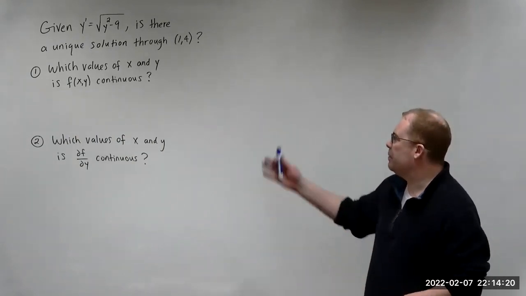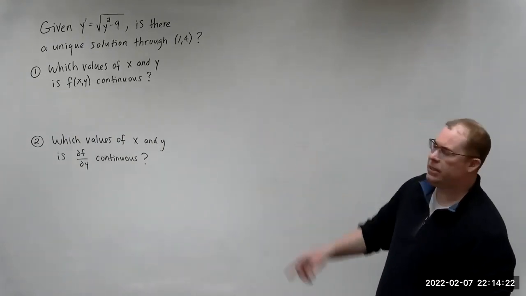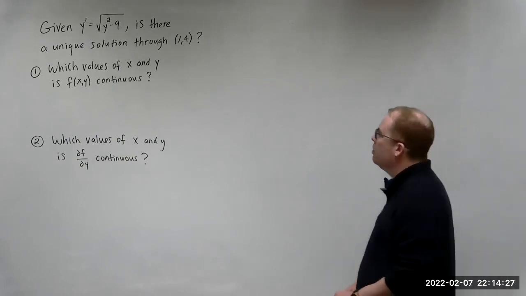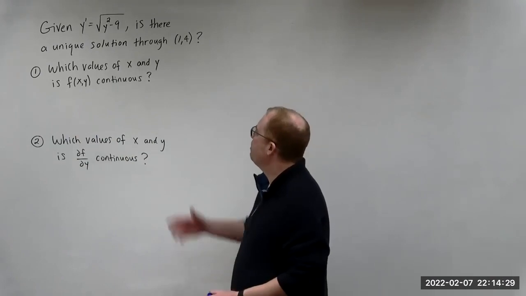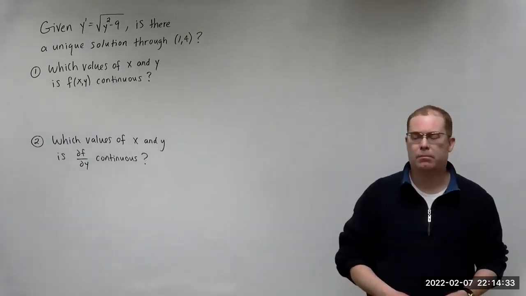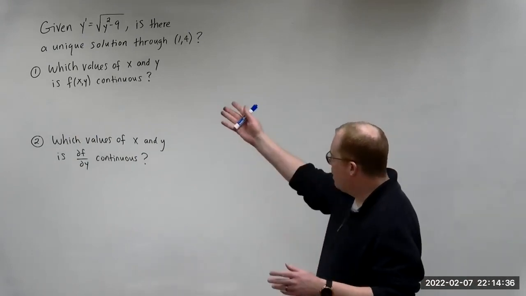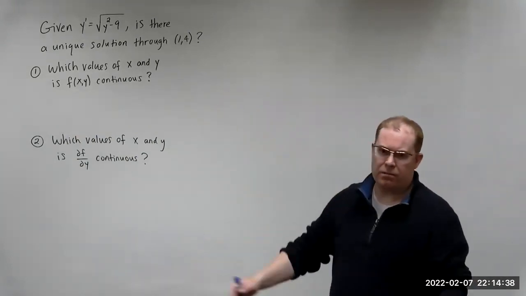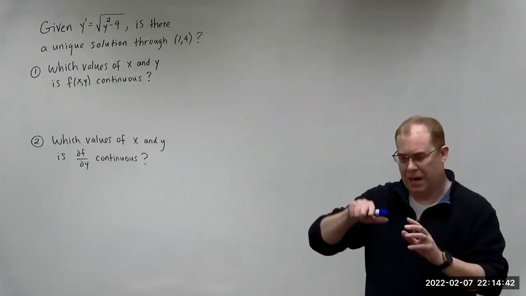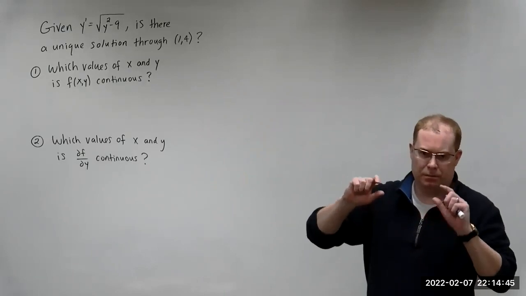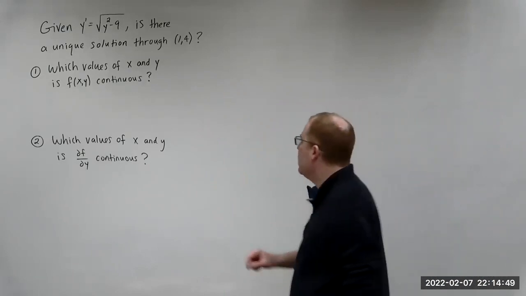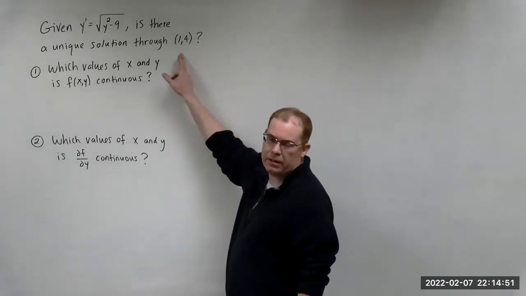In this example, we are given that y prime is equal to the square root of y squared minus 9. And we want to know, is there a unique solution to the point? Meaning that whatever the solution to this differential equation is, we have y equals some function. The graph of that, is there only one curve that goes through this point?